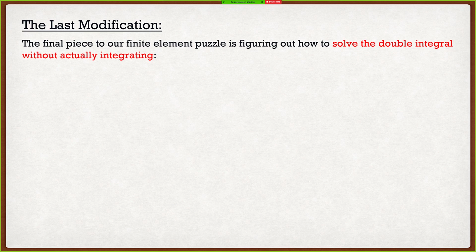I'm going to call this our last modification, because essentially this is it. By the end of this topic, you will know the exact process Abaqus, ANSYS, OpenSees, or whatever program you want uses to find its element stiffness matrices, which is great. And that last piece is solving that double integral without actually integrating. That's the key here, and I can't shut up about it because I really don't like that double integral. Maybe I just had a bad relationship with calculus. We're going to figure out a way to get rid of it.